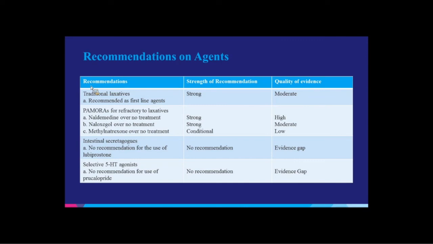Naldemedine over no treatment, strong, highest quality. Naloxegol, sorry, having some trouble with my enunciation today. Over no treatment, also a strong recommendation, moderate. And then methylnaltrexone over no treatment, really conditional and low. Intestinal secretagogues and the 5-HT4 agonists, no recommendation. They claim for both of them there's really an evidence gap at this point.